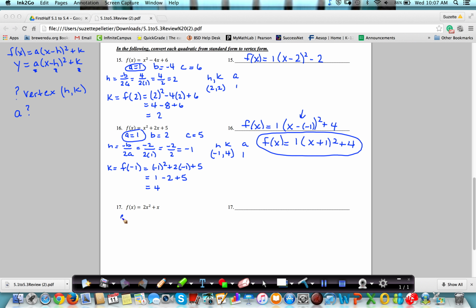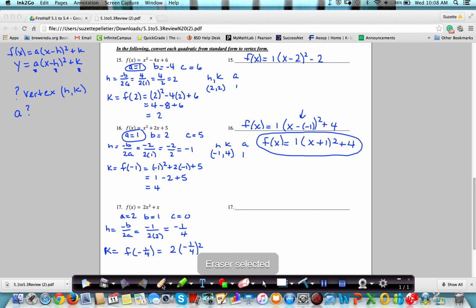Number 17, A is 2, B is 1, C is 0. To get H, I have to do opposite of B over 2A. Opposite of 1 over 2 times 2 gives me -1/4. To get K, I have to do f of -1/4. So I have some fraction work to do. 2 times -1/4 squared minus 1/4, because it's plus a negative and I don't want to write that.